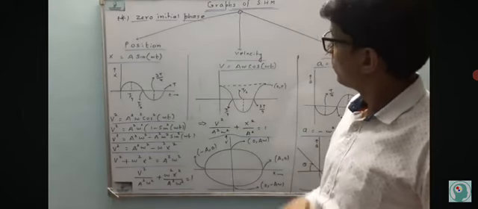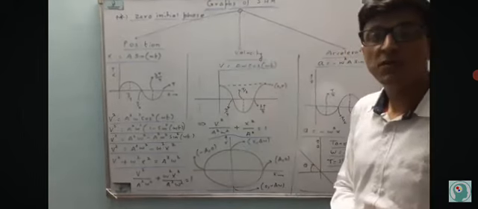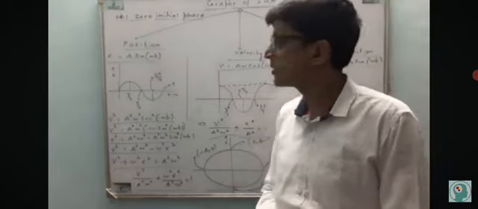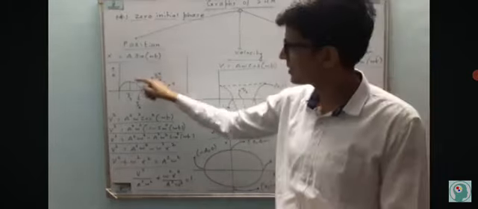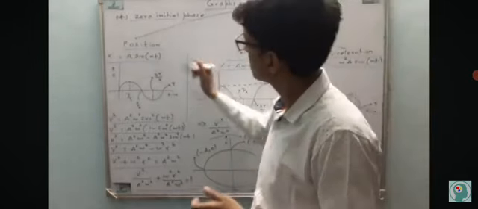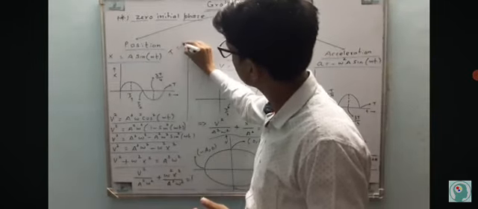We have 3 things in SHM: position, velocity and acceleration. Let's suppose position x is equal to a sin omega t. So the graph will be a sine graph, as you can see over there. Here T is the time period of SHM, which is equal to 2 pi by omega.